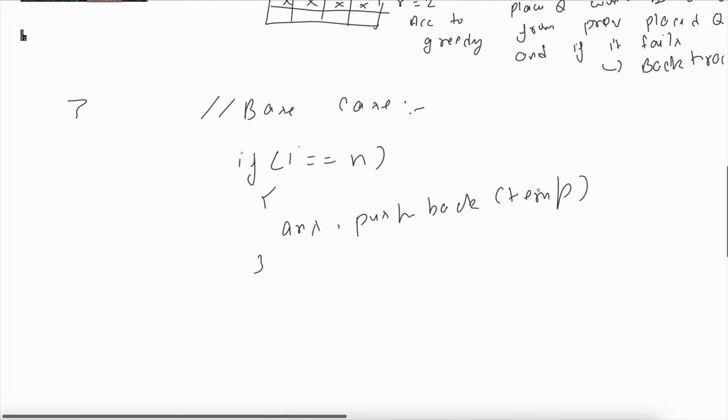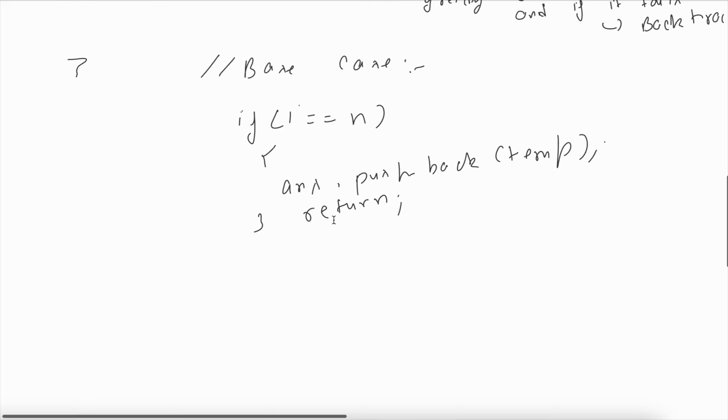So that is a base case also. If I equal to n, the number of queens, then our answer, which is a vector of vector of string, I will push back my temporary answer. Temporary would be the answer stored till I. And I will return. So this is my base case. Okay, base case is done.